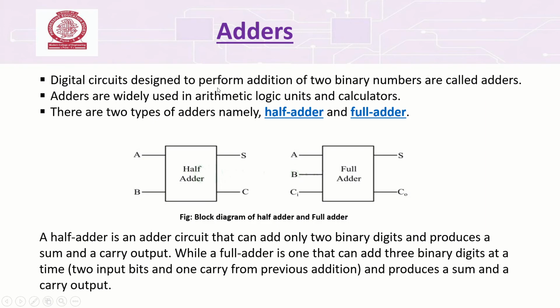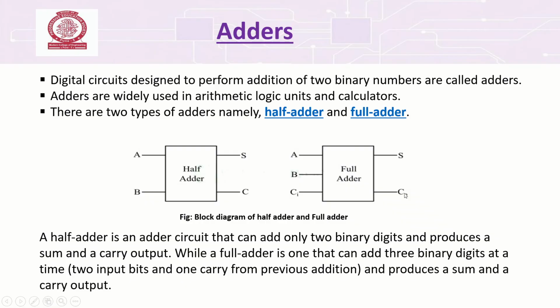A digital circuit designed to perform addition of two numbers is called an adder. Adders are widely used in arithmetic logic units and calculators. There are two types of adders, namely the half adder and the full adder. A half adder can add only two binary digits and produces a sum and a carry output, while a full adder can add three binary digits. From the block diagram we can make out that a full adder has three inputs A, B and C in, and two outputs, sum and carry. A half adder has two inputs A and B, and outputs sum and carry.